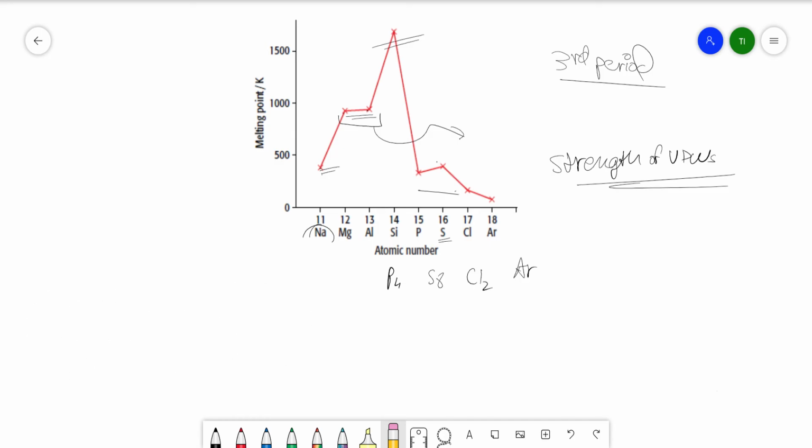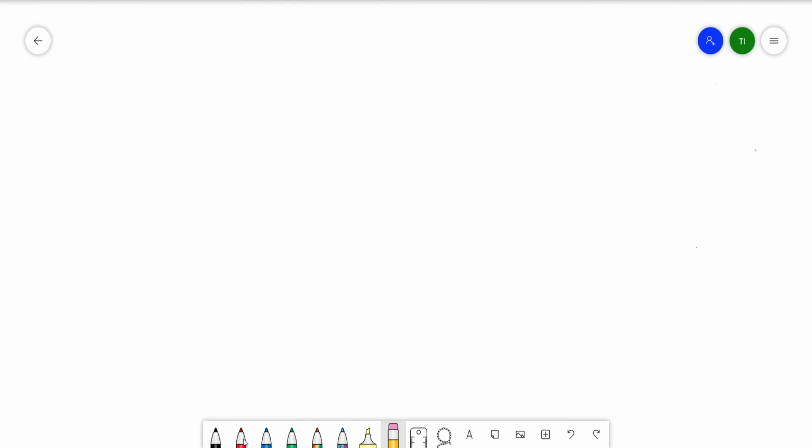Now we'll move on to the reactions of third period elements with oxygen and their observations. The next few things are very theoretical, as in all you have to do is remember them. You don't really need to understand anything behind it, you just have to know the observations and what happens. So let's just note down some of the third period elements.